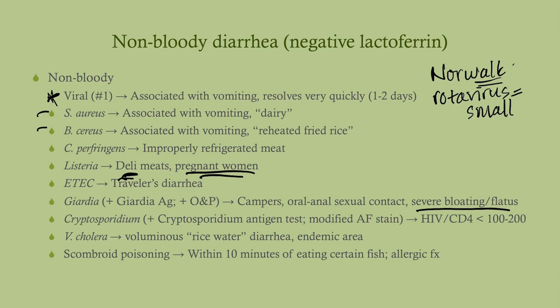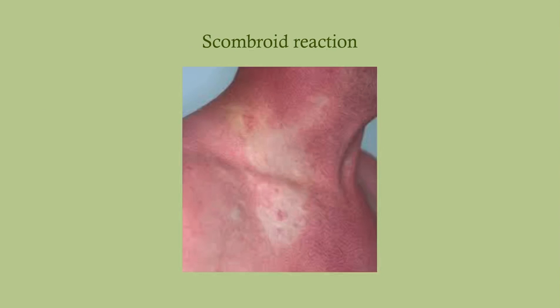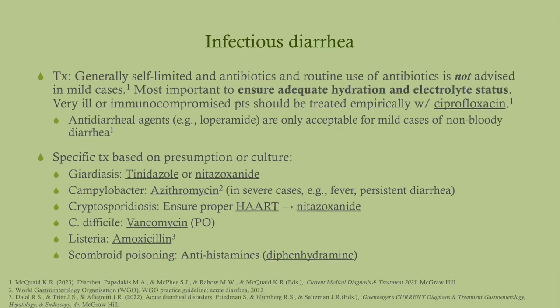And then scombroid poisoning. This is not really a diarrhea. It is a foodborne illness. Within 10 minutes of eating certain fish, tuna, mackerel, they're going to get these allergic features. So they'll break out in hives. They may get an enlarged tongue and all that stuff. Diarrhea is not the salient symptom here, because within about 10 minutes they're getting these allergic symptoms. This is the scombroid reaction that you may see in those patients.